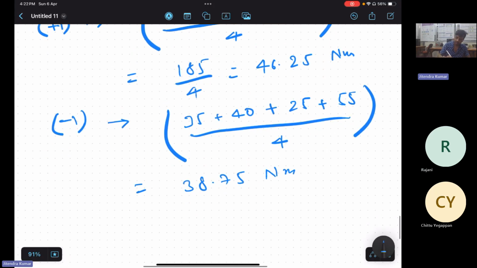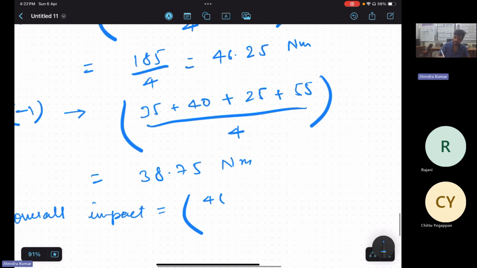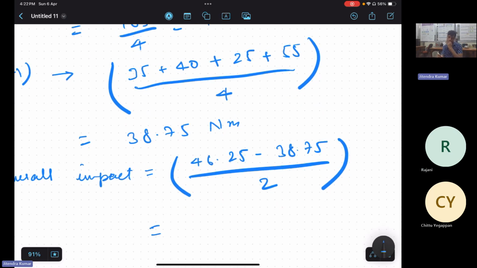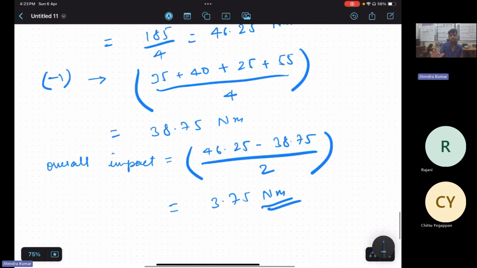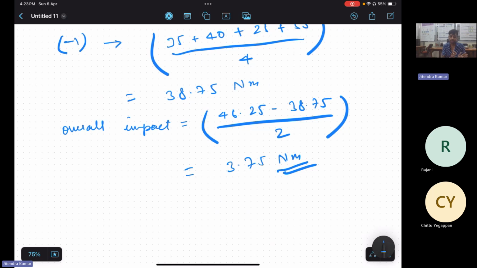So now we have to calculate the overall impact, which is 46.25 minus 38.75, divided by 2, which is 3.75 Newton meter. Compared to 7.5 Newton meter, it has 3.75 Newton meter, so almost half is the impact of the stack length. So obviously this option will be excluded.